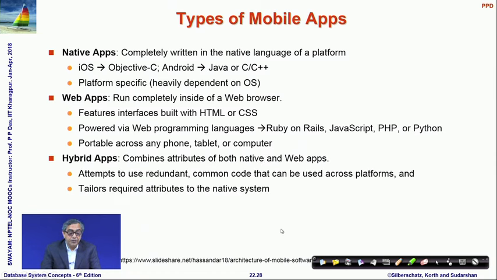And certainly, there is a third kind where you combine the attributes of both native and web applications. You can very easily understand that if your application is a native one, then it is not portable across devices. An iOS application will not run on Android and so on. If it is a web app, then it is portable across different phone, tablet or computer, because you are using generic technologies. So, you could do a hybrid app also, where you could use redundant or common code which is usable across platforms, and add some tailored functionality in terms of the native system. So, these are the typical kinds of mobile apps that you may be developing.